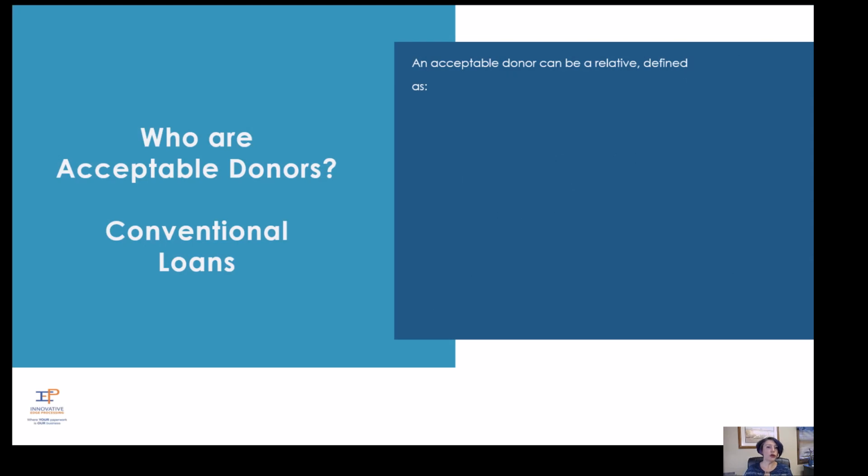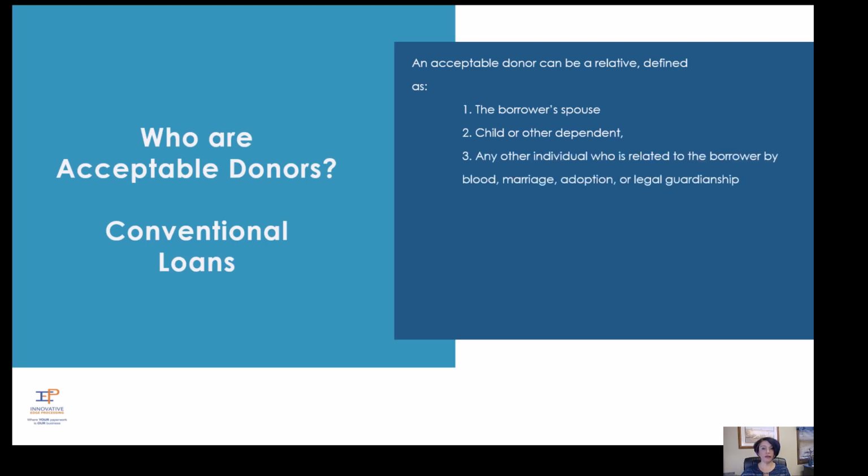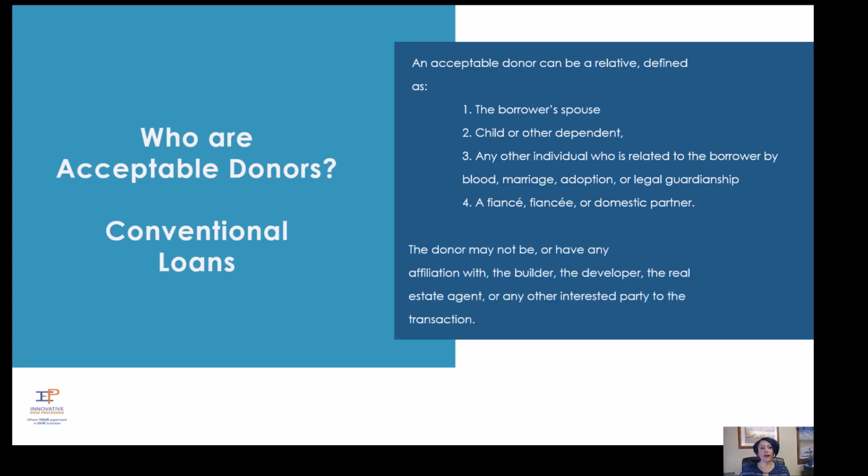Now let's talk about who is an acceptable donor. An acceptable donor for a conventional file is the borrower's spouse, a child or other dependent, any other individual who's related to the borrower by blood, marriage, adoption, or even legal guardianship, a fiancé, or even a domestic partner. The key here for a conventional loan is that the donor may not have any affiliation with the borrower, the developer, the real estate agent, or any other interested party in the transaction.